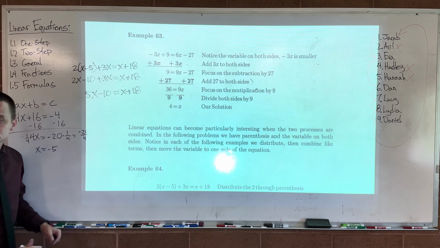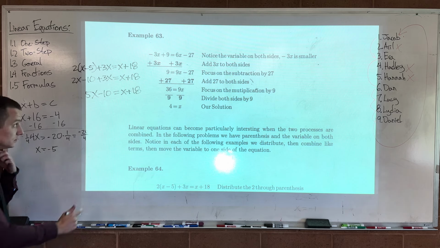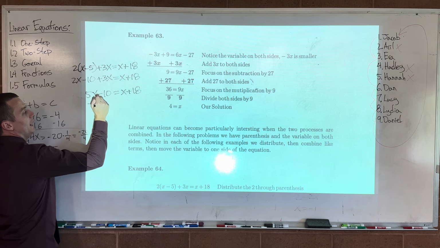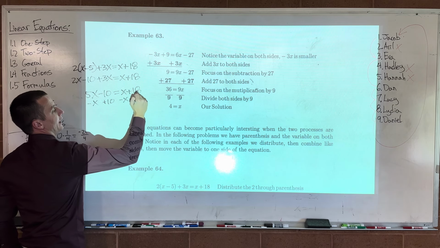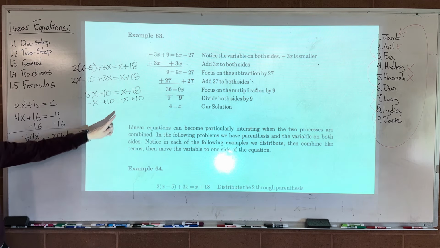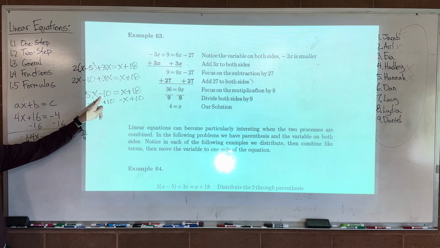Now what do we do? Add 10 to both sides and minus 1 extra. Perfect. We're going to minus x from both sides and add 10 to both sides. Minus x, to get rid of the x's over here. Plus 10, to get rid of the constants over here.